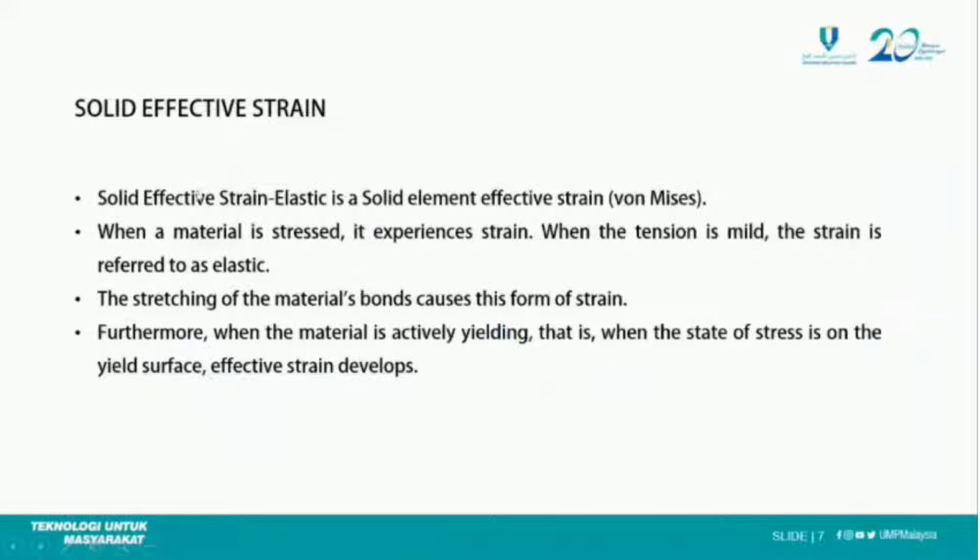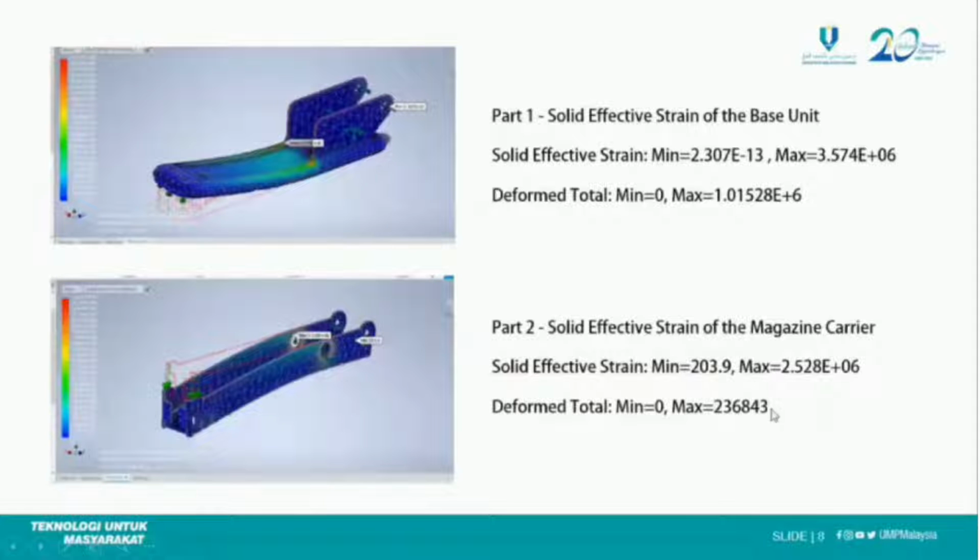Then we have solid effective strain. The solid effective strain we use is the elastic one. When the material is pressed, it experiences strain. When the tension is nil, the strain is referred to as elastic. The stretching of the material's bonds causes this form of strain. Furthermore, when the material is actually yielding, that is when the state of stress is on the yield surface, effective strain develops. So same as the von Mises stress, we have part 1 for the base unit, solid effective strain base unit, then solid effective strain minimum value and deformation total.